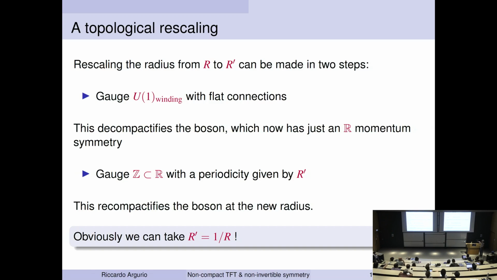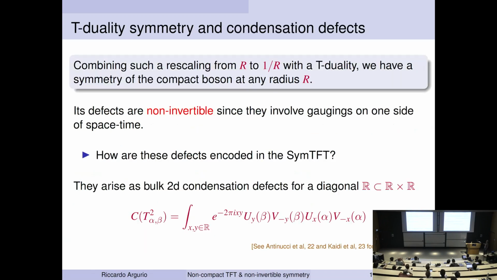And then obviously the new radius R prime can be chosen to be 1 over R, so that I can compose this rescaling with the T-duality and then provide the symmetry for the compact scalar at any R. And this is obviously a non-invertible symmetry because some gaugings are involved.